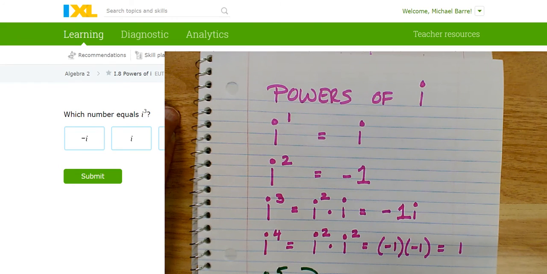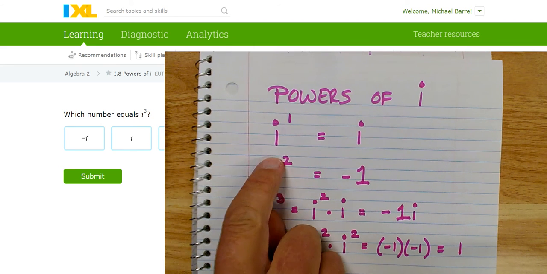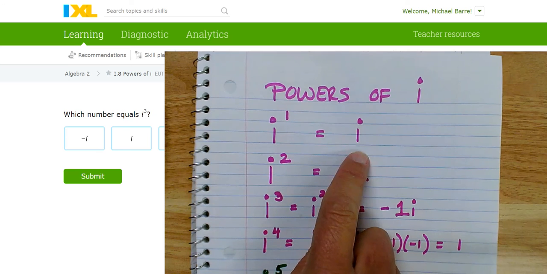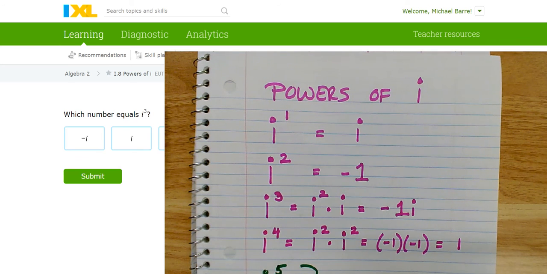All right, this is Mr. Barr, and this is powers of i. So when I have an i and I raise it to different powers, different things are going to happen. I start with i to the first. i to the first is just i, which is defined as the square root of -1.